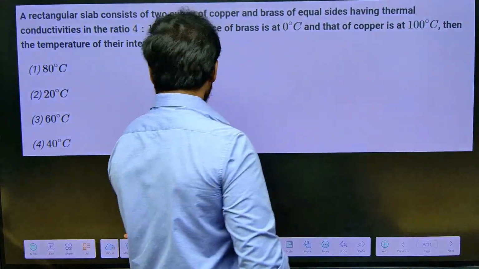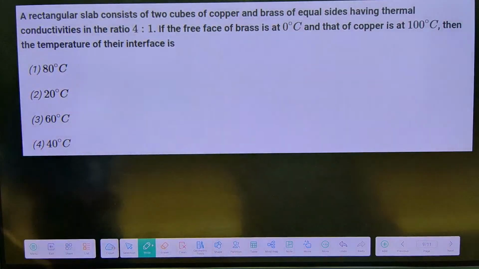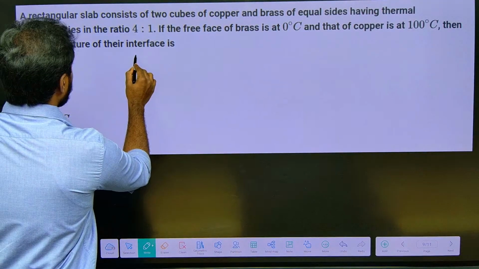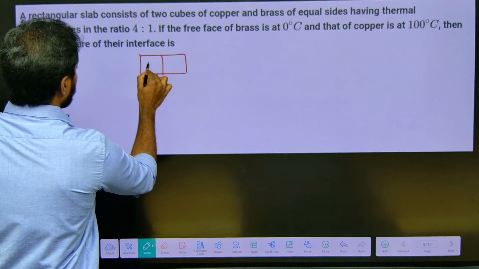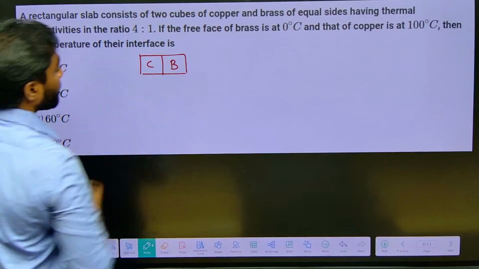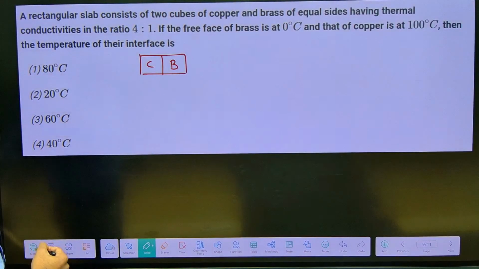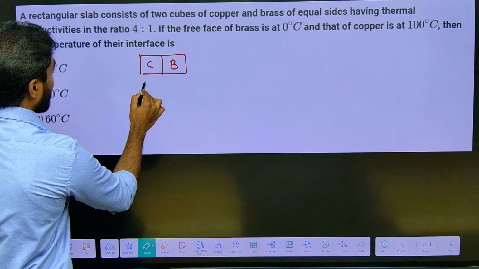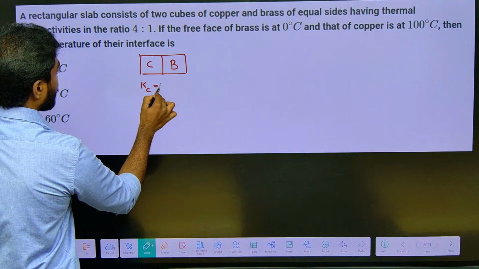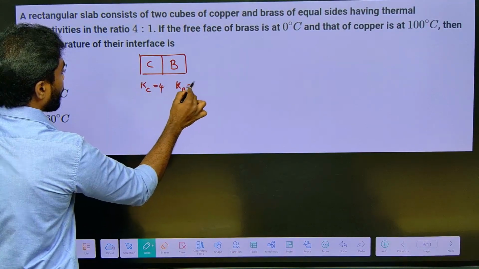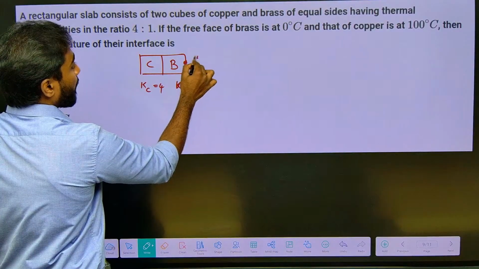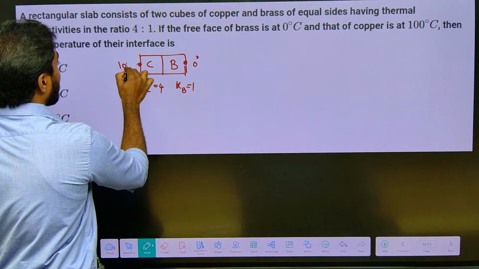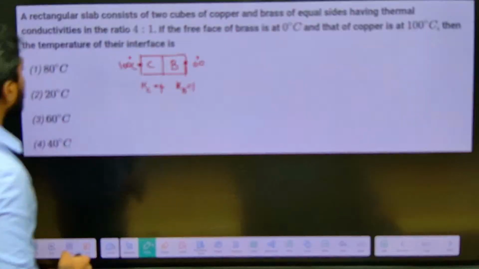A rectangular slab consists of 2 cubes, copper and brass, of equal side. The thermal conductivity of copper is 4, and the thermal conductivity of brass is 1. If the free face of the brass is at 0 degrees and the copper is maintained at 100 degrees Celsius, the temperature of their interface is?